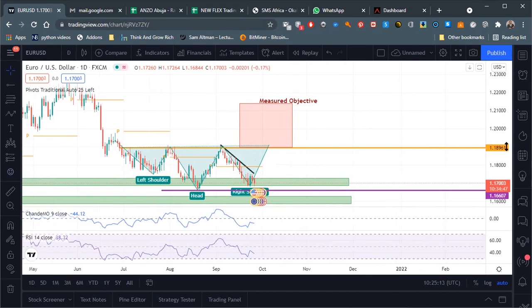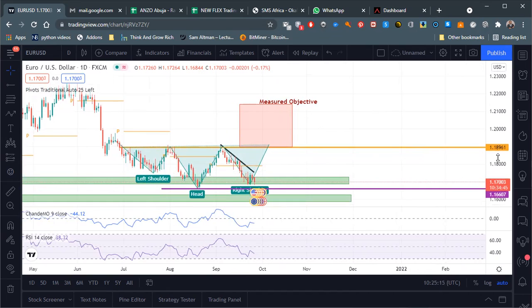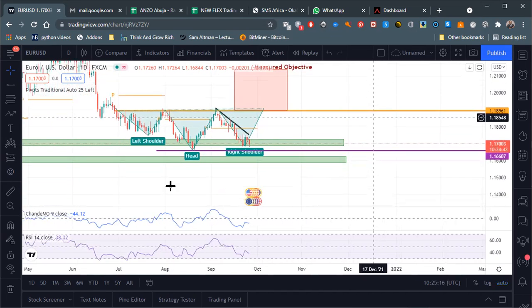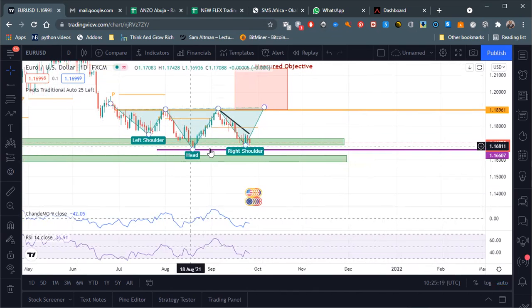Now, one thing you will want to have in mind is the fact that the low of this head here, of this potential head and shoulder, is actually the year-to-date low. So that's the low of the year, right? This is the lowest price that price has gotten for the year. So this area could more or less serve as support, right? I'll continue to keep this head and shoulder pattern on my chart or in my mind, as long as price does not go below this low.